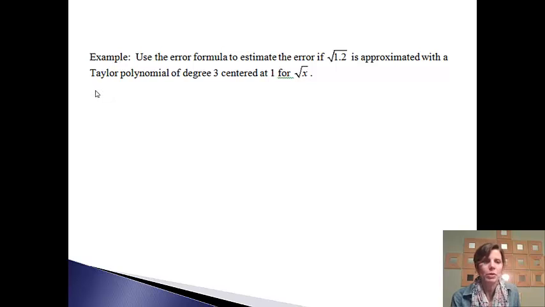So things we're going to look at: our x in question is going to be 1.2. Our n, our degree, is 3, so that's what we're checking. Our a is 1 because that's where we're centered.